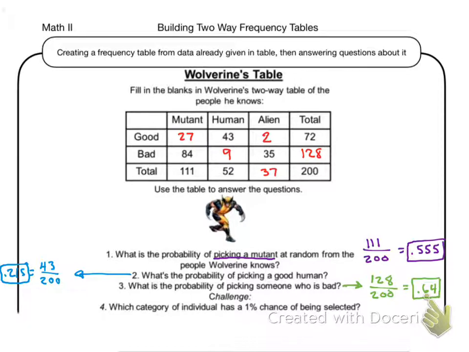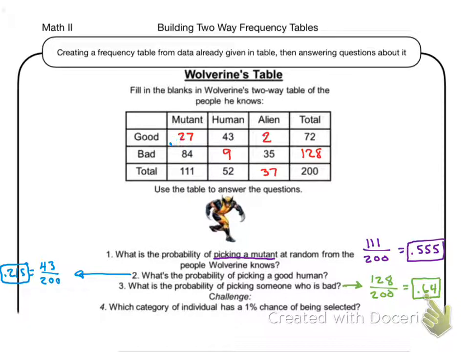Okay, and our challenge question: which category of individual has a 1% chance of being selected? So 1%, that's a fairly low chance of being selected. How to solve this is we're going to take each one of these and divide it by 200. And that gives us the total for that little box in the chart. So for example, 27 out of 200 is 0.135, or a 13.5% chance of getting picked.